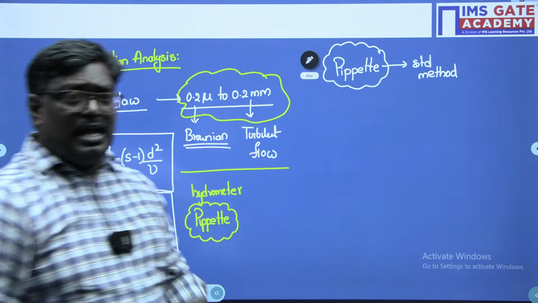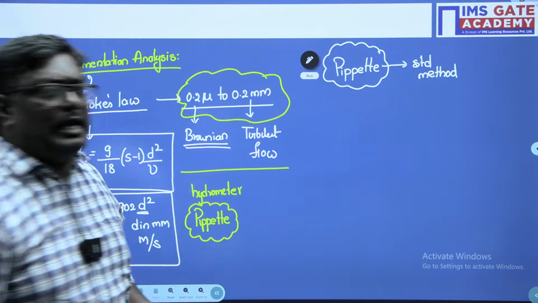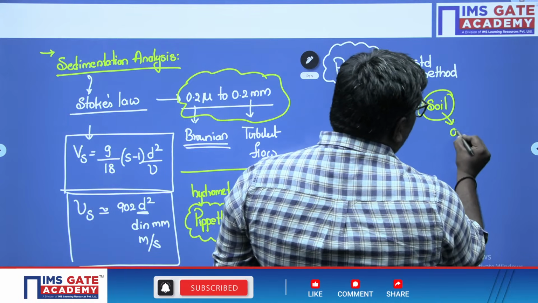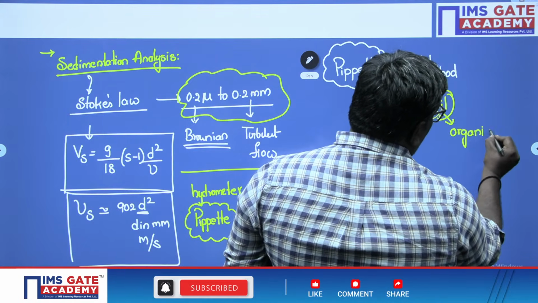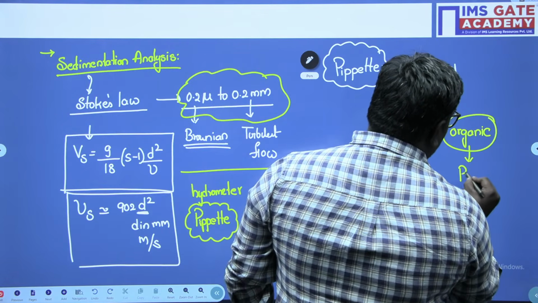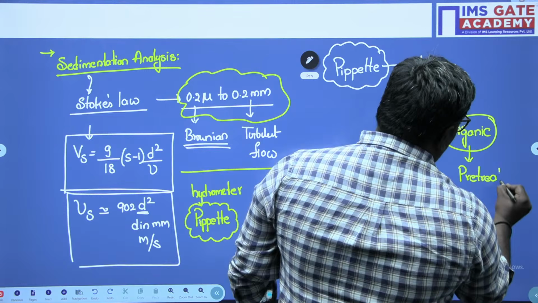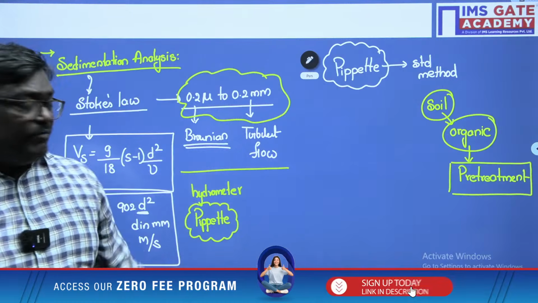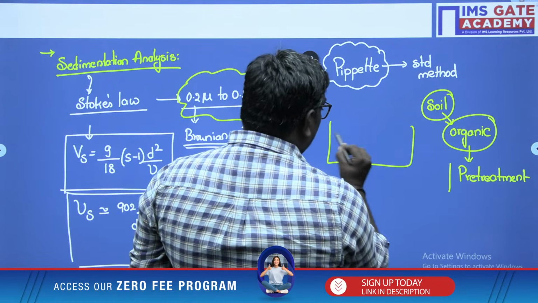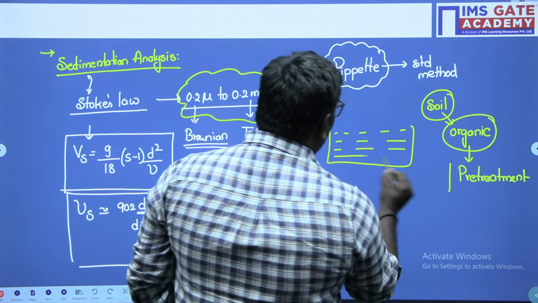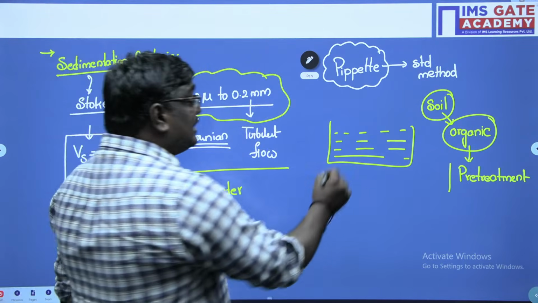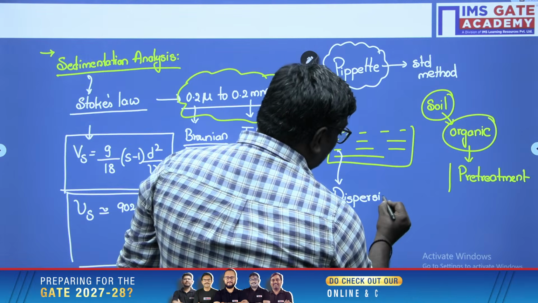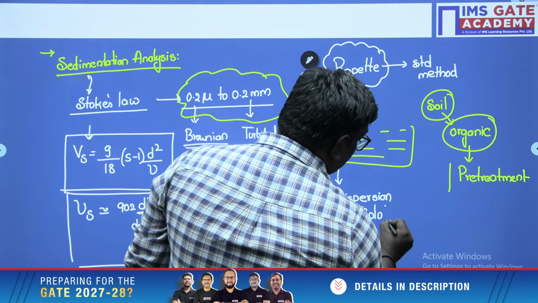Now, my dear students, if you are doing this pipette analysis, and the soil contains organic matter, we have to remove that organic matter. That we call pre-treatment. Before conducting this test, you will have some solution here. This solution is called dispersion solution.